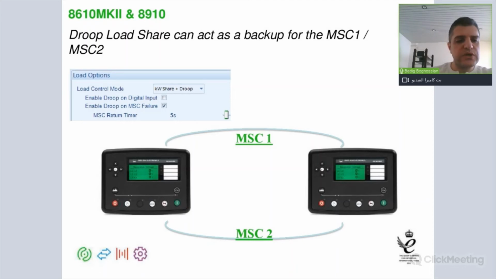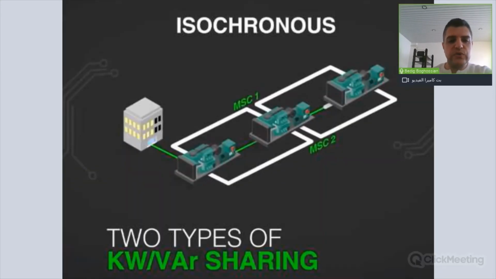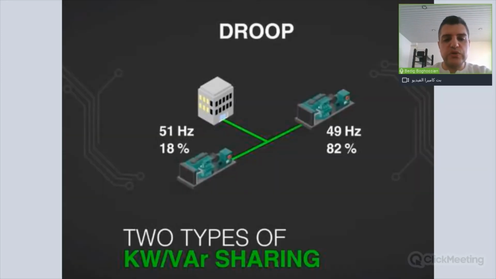Here in this slide, I'm showing you an image from the configuration for the load control mode. The default mode is the kilowatt share, but we can also add the droop mode. What we mean by a droop kilowatt share is that the DSE controller will be capable to load share without the need of the MSC. So you got your MSC1 and MSC2. If MSC1 fails, it jumps to MSC2. But now suppose that both MSC communication links fail, then we can use the droop load share mode.